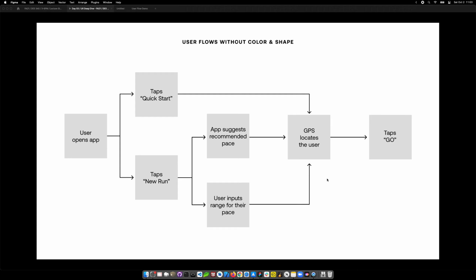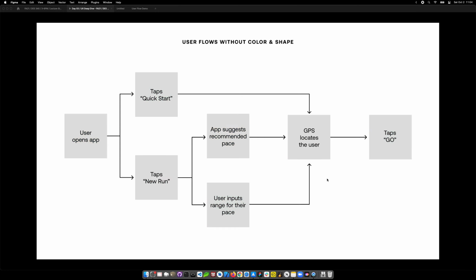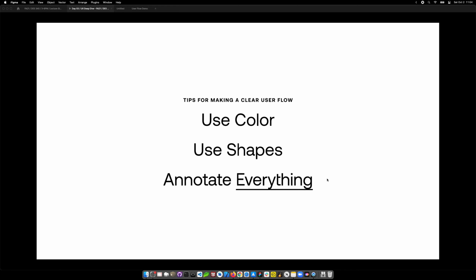I just wanted to show you also what something looks like without the color. User flows really are best when they're scannable, when it's really easy to see the choices and understand them. Seeing the color, seeing the shapes makes it really easy to follow, understand what you're looking at, and not have to read every single word. Something like this is still workable, but you can see how much harder it is to mentally follow what's going on right here. So it's always a good idea to use color, use shapes, and annotate everything.